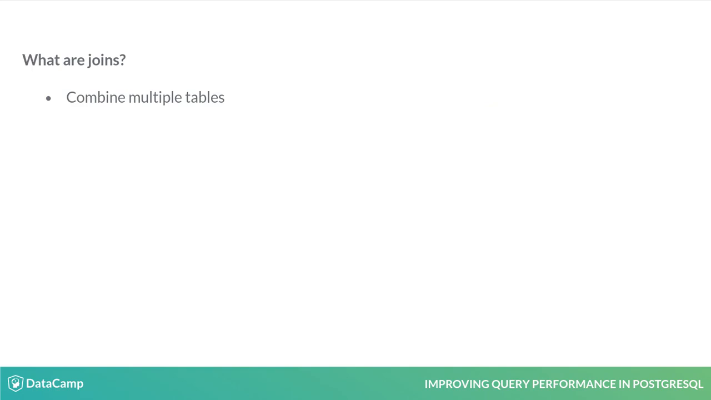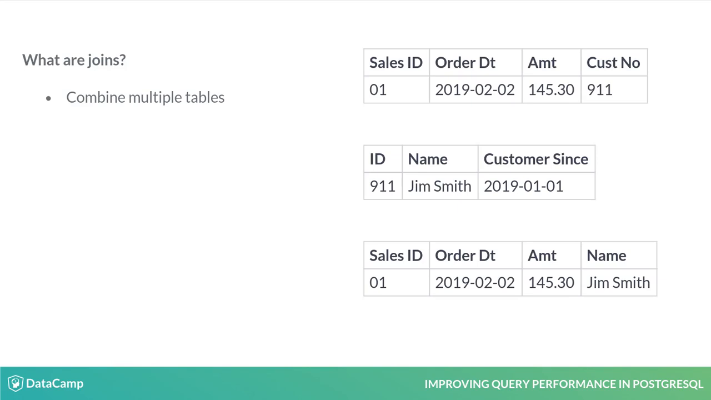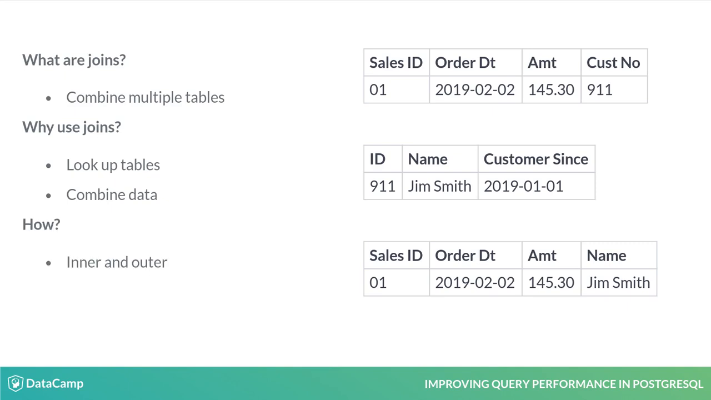Joins are one way to combine data from different tables. A table on sales orders may contain a customer number, but the detailed customer information is stored in a separate customer information lookup table. Joins are a way to combine these tables, combining data to build a more comprehensive data set. Joins fall into two categories, inner and outer. We will explore inner joins first.